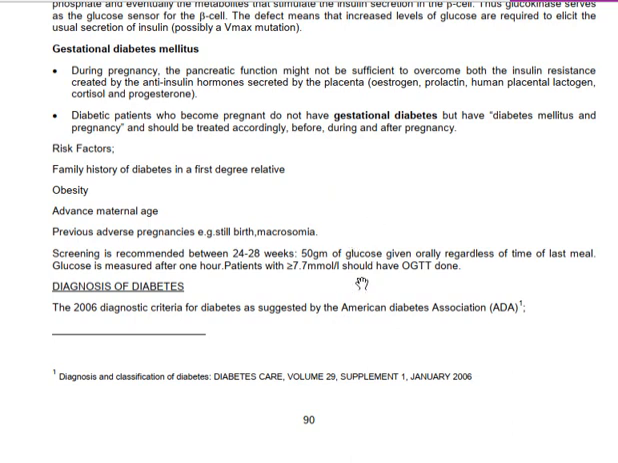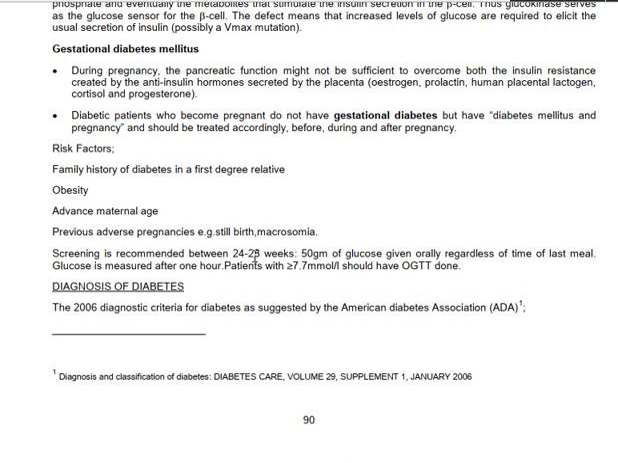Is it clear? So in the oral glucose challenge test, you have 50 grams of glucose given orally, regardless of the time of the last meal. Is it clear? And then glucose is measured 1 hour after. So this is the best data that is used in order to diagnose gestational diabetes.